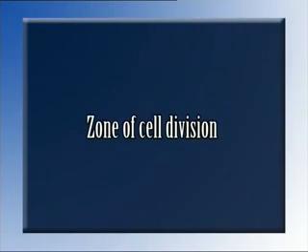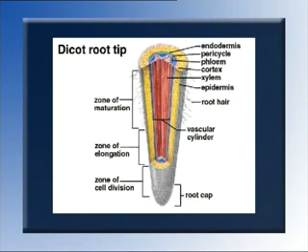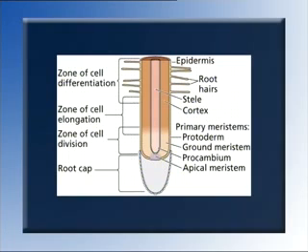Zone of cell division. A mass of actively dividing cells lies under and behind the root cap, called the zone of cell division or root apical meristem. Like the stem apical meristem, it produces the cells that give rise to the primary body of the plant.